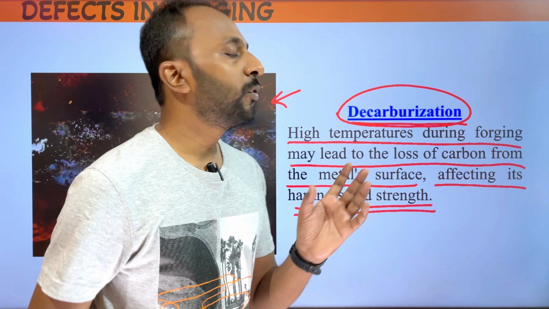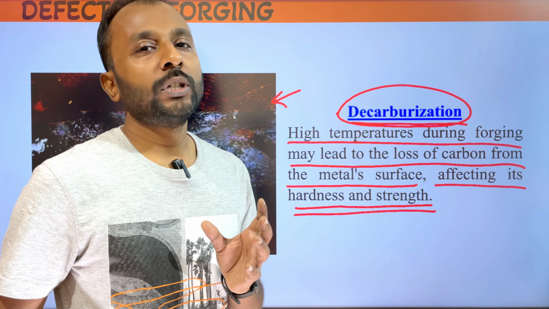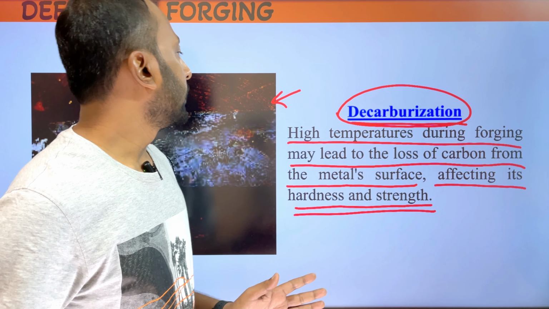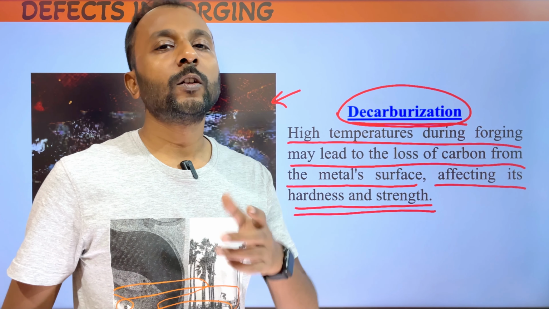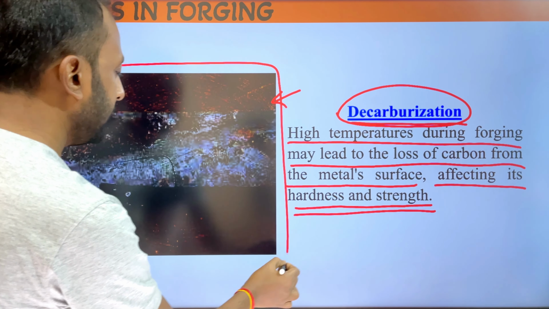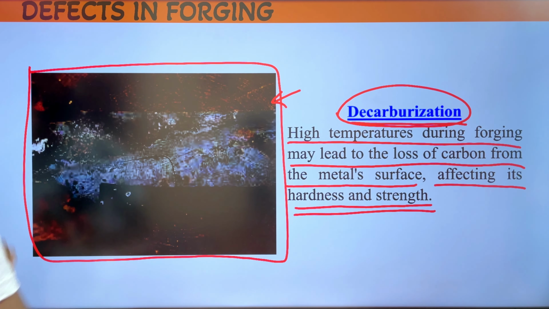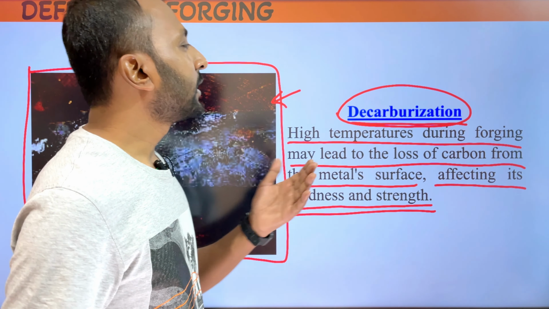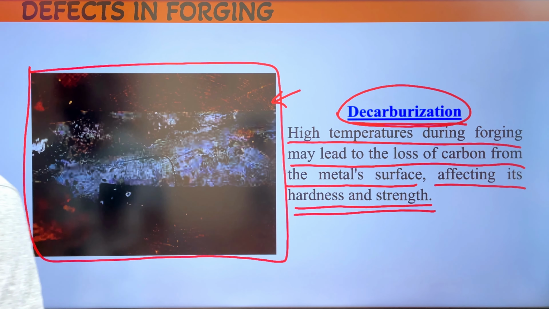So we have to control decarburization to maintain the hardness and strength of the metal. We can apply a layer of chemicals on the surface before forging is done, or we have to machine the surface after the forging operation is done.